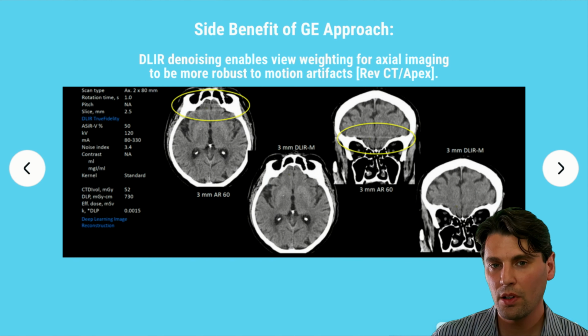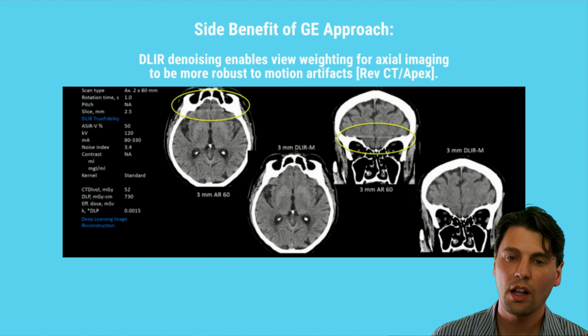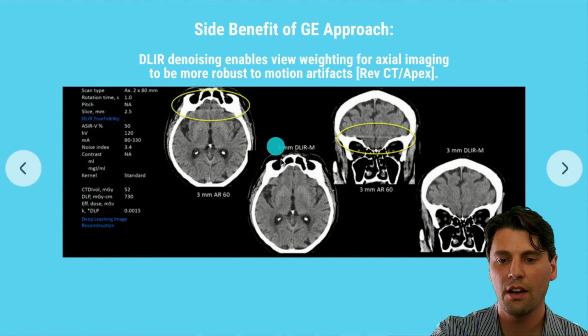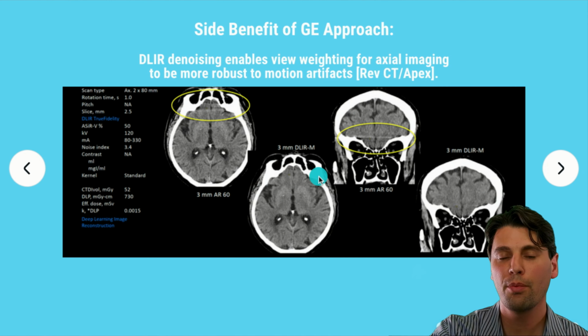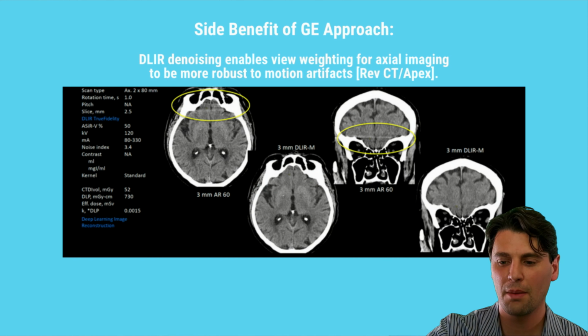With the ability to know that we have noise reduction in the imaging from the deep learning, we can compensate for those motion artifacts by modifying our view weighting, such that we can have an improvement in the motion artifacts at the same time as we have the noise reduction. So that's a side benefit on some of the scan modes within this technology.